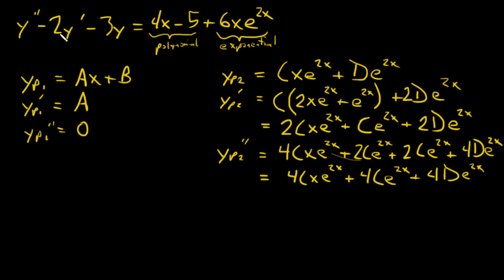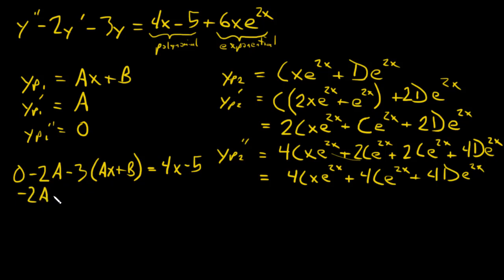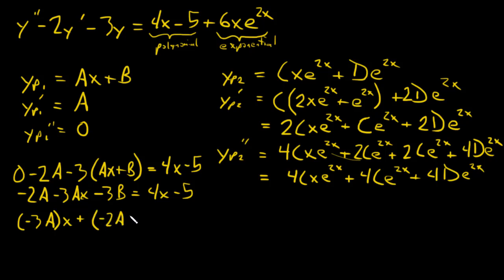So let me first build this DE with my y sub p1s. So y double prime is just going to be 0. So 0 minus 2 times y prime. So y prime is a, minus 3 times ax plus b, and that's going to equal 4x minus 5. Okay, so when I distribute this, I'm going to get negative 2a minus 3ax minus 3b equals 4x minus 5. So now I can factor out my x piece and get negative 3ax, and then my non-x term plus negative 2a minus 3b. That's going to equal 4x minus 5.